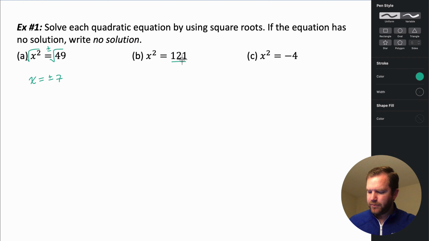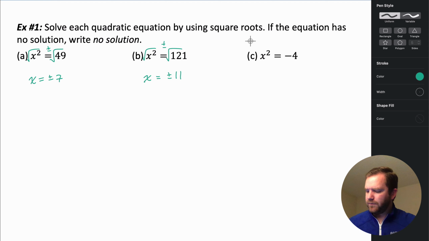121 is another perfect square. So you need to really make sure you know your perfect squares, because you're going to be seeing a lot of those here in this chapter. So x squared equals 121. In order to solve this, again, we take the square root of both sides, remembering that we have to take the positive and negative square root of the right side. So the square root of x squared is just x. The square root of 121 is 11, and we get positive and negative 11.